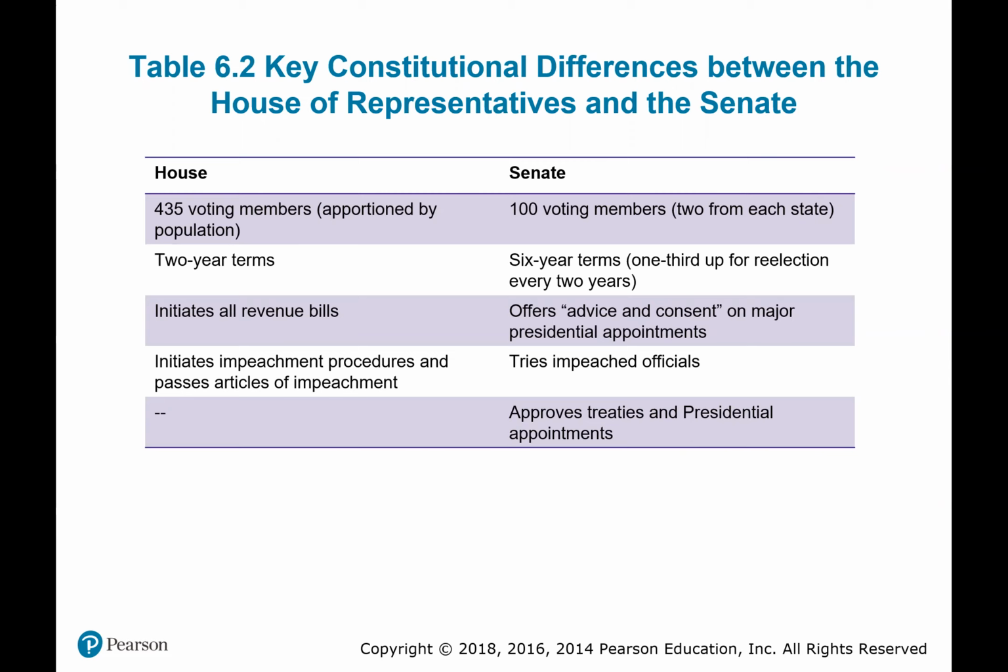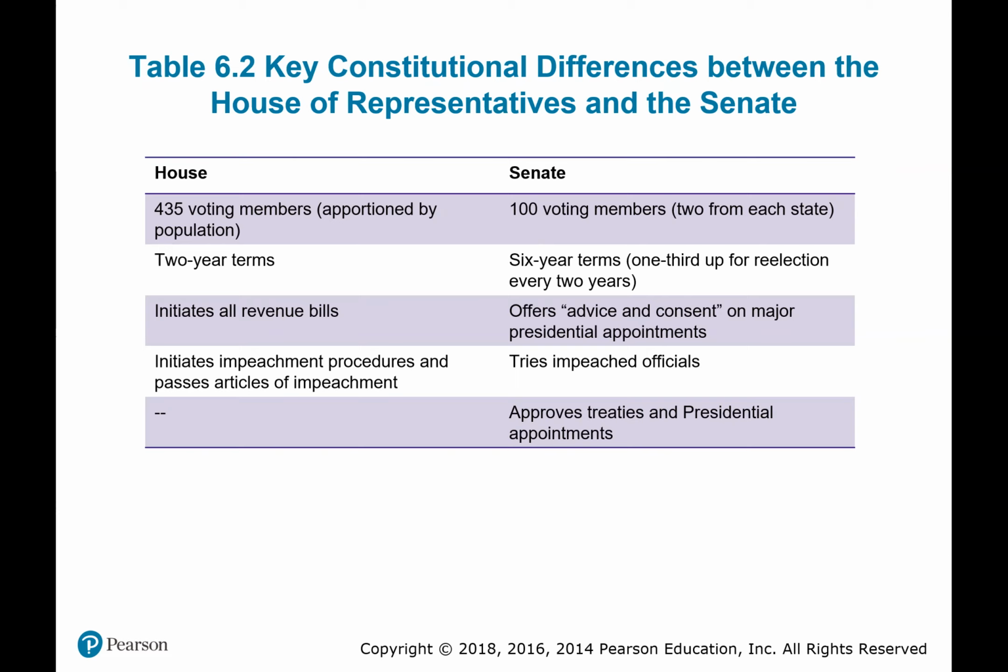You have the House initiating all revenue bills. They have the power of the purse. That's in the House. And the Senate, on the other hand, offers advice and consent on major presidential appointments. That's judges, different other executive branch appointments. They have to be approved by the Senate.